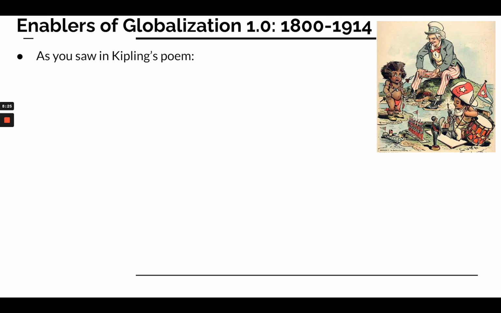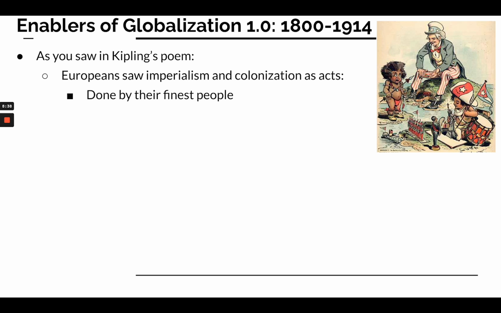And as you saw in Kipling's poem, Europeans saw imperialism and colonization as acts characterized by several benign and even noble qualities. First, these acts were done by Europe's finest people. And as he says, send the best ye breed, and referred to them as your sons. Right? So these are the best of your sons that we're going to send out to administer the colonies and civilize the rest of the world.